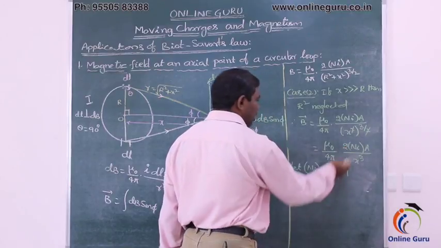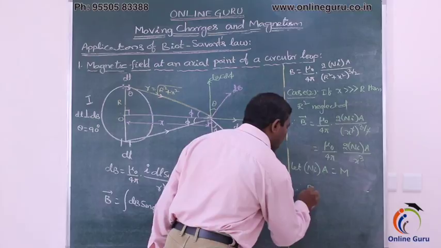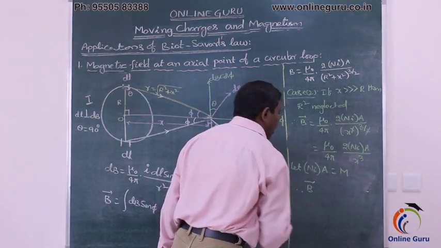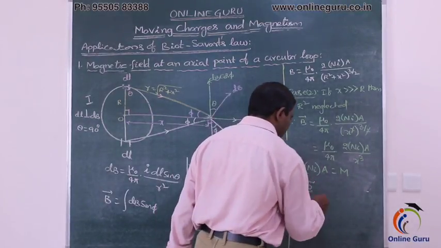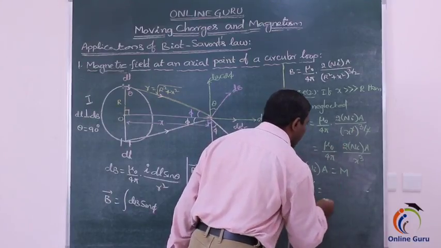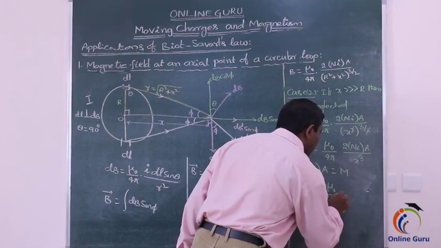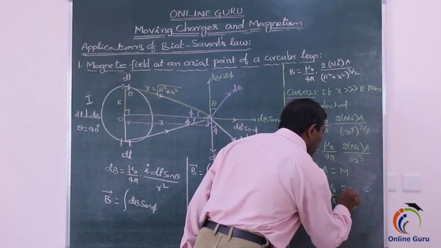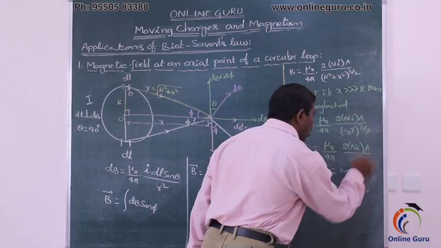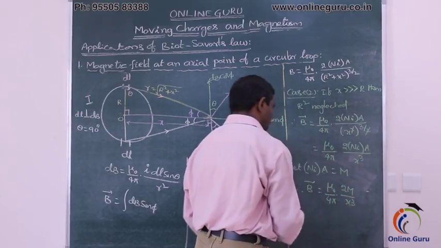Then substitute in the above equation. Therefore, the net magnetic induction at a point P at a distance of x, B bar, is equal to mu naught by 4 pi into 2 capital M, because Ni into A is a capital M, divided by x cube.